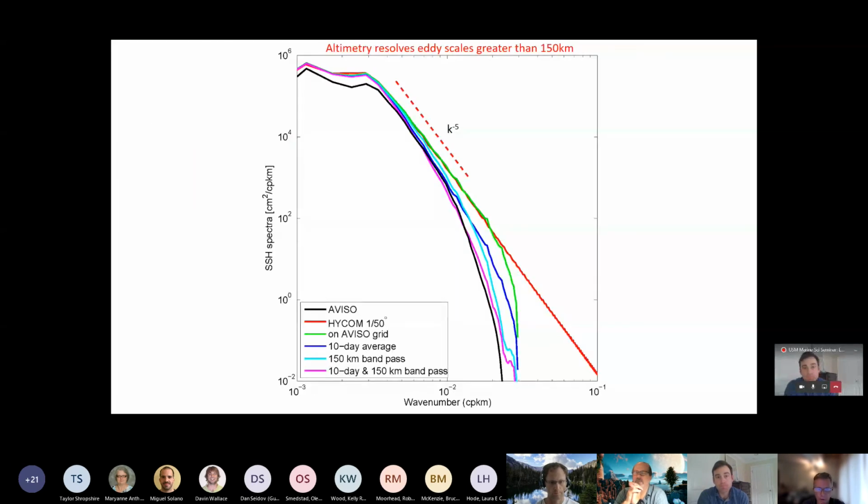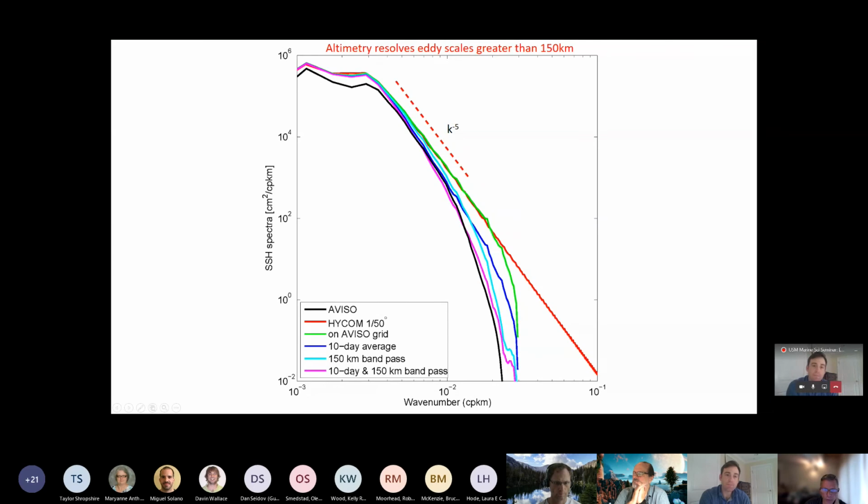So what we did is, in red within that box is the power spectra for the whole field. Then we project on the AVISO grid. And automatically you start to lose information, because it's coarser than the 1/50 degree, you start to lose information below that scale. Then we perform a 10-day average, which is equivalent to what the satellite does, a 150 kilometer bandpass, and that's in blue and cyan there.